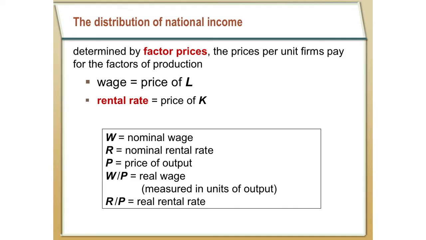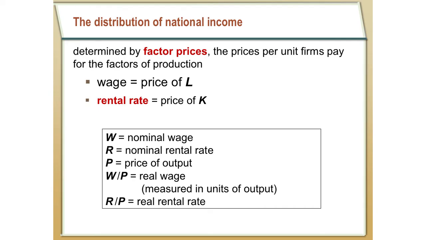Some notation that you need to be aware of that we're going to use throughout the rest of this chapter. W stands for the nominal wage. This is just the typical $10 per hour or $20 per hour wage that you normally would think of. So this is in terms of dollars. The nominal rental rate is capital R. Later on we're going to use lowercase r for interest rate, so don't get those two confused. The nominal rental rate is, again, the dollar amount that is being paid to capital owners for the use of their capital. P is the price of output.